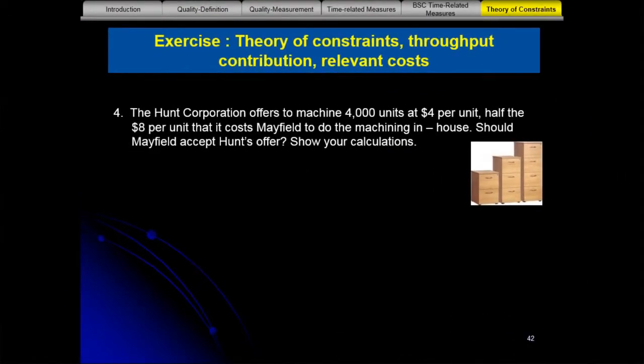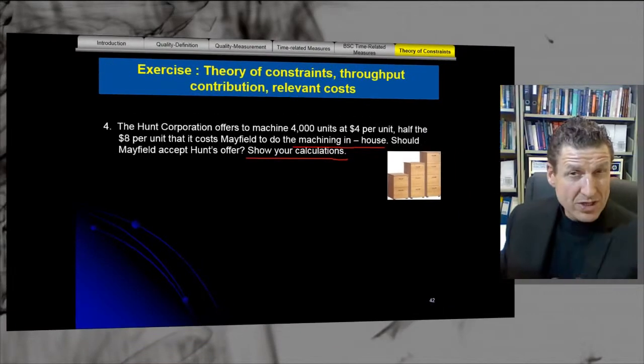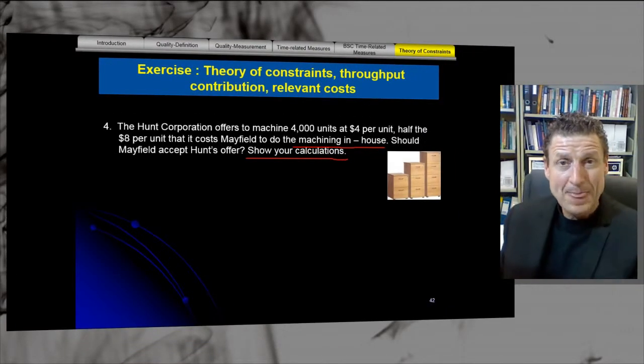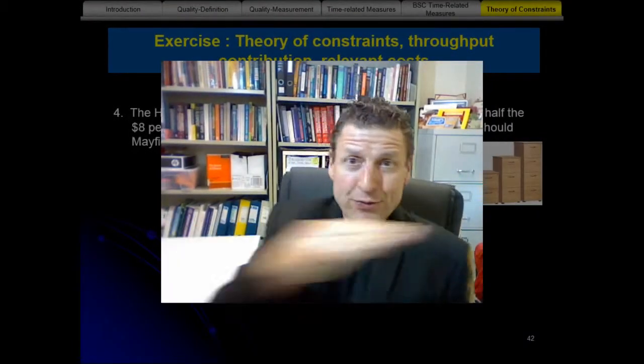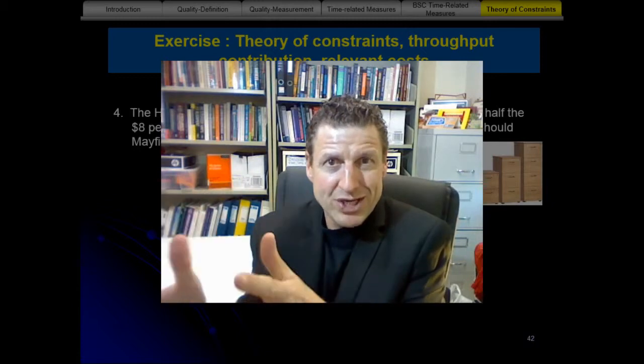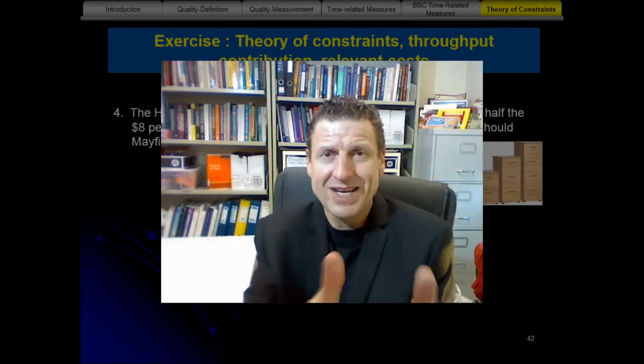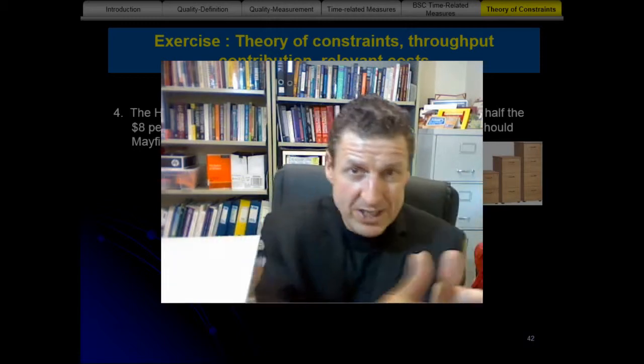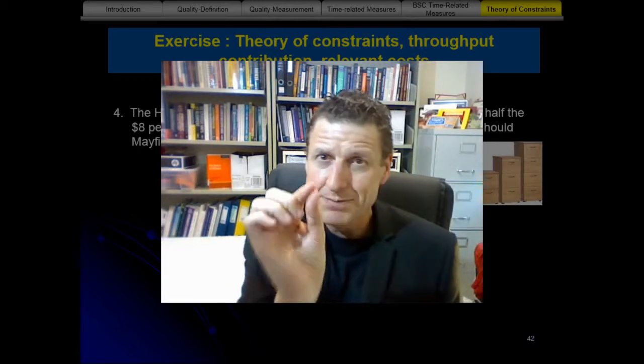Hunt Corporation offers to machine 4,000 units at $4 per unit, half the $8 per unit that costs Mayfield to do the machining in-house. Should Mayfield accept Hunt's offer? Show your calculation. Let's have a look at the objective function here. Remember, the objective function here is throughput, throughput, throughput. It is not just machining, machining, machining, or finishing, finishing, finishing. It is machining, finishing, machining, finishing, machining, finishing. Throughput is the objective function.